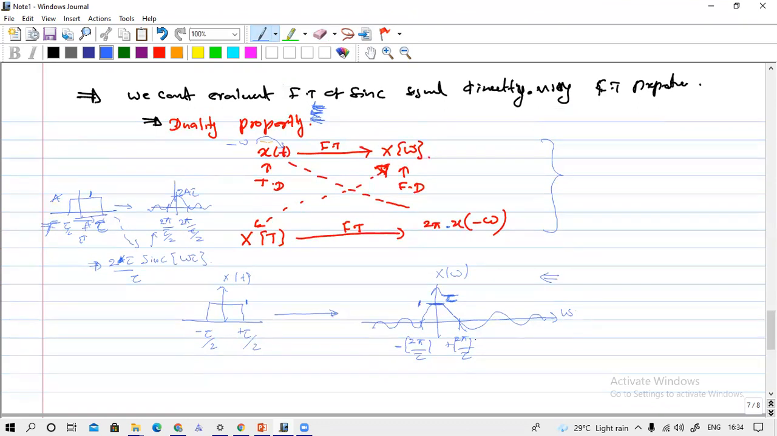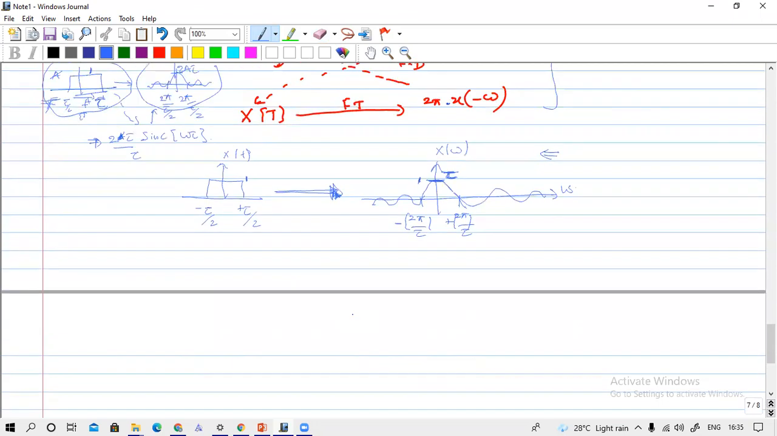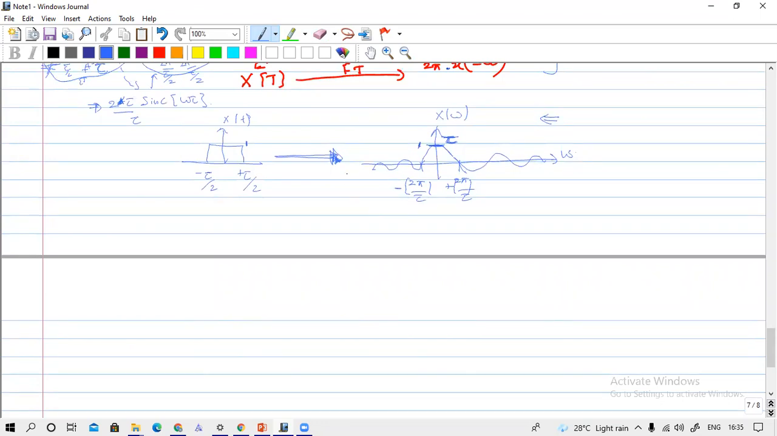So I derived this. I just looked at this pulse and adapted it to this pulse. That is what I have done. So you should be able to do that kind of thing. Hope you understand it. If you can't understand, just tell me, then I can take some time and explain again. So we have this: minus tau by 2 to plus tau by 2, height 1, and here also tau, 2 pi by tau, minus 2 pi by tau.